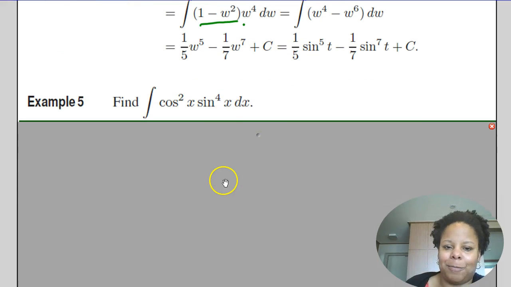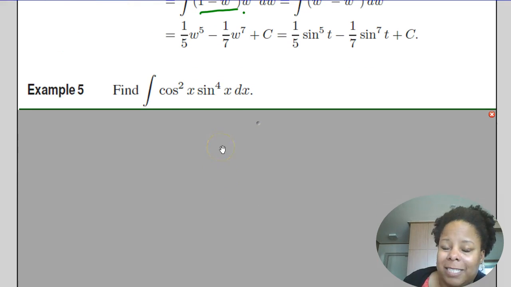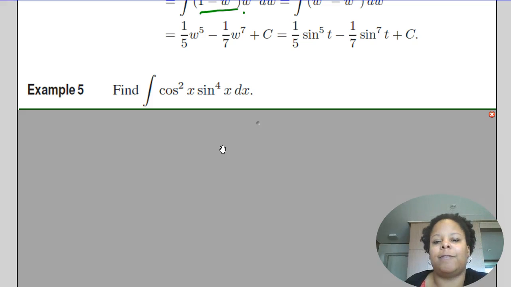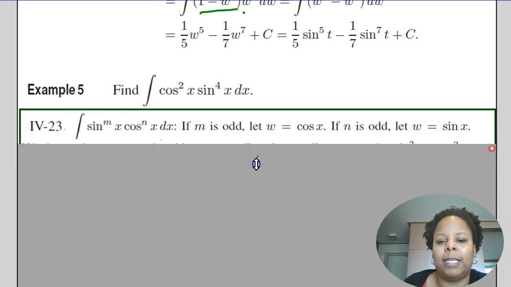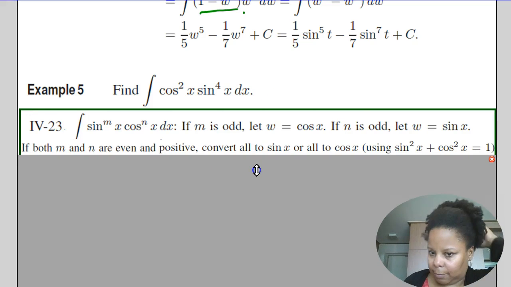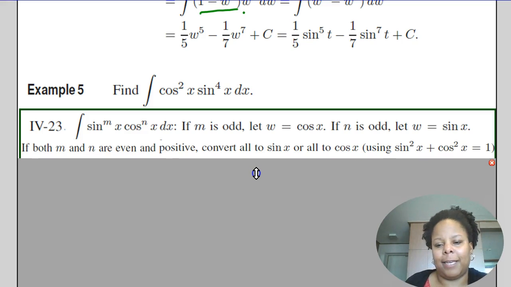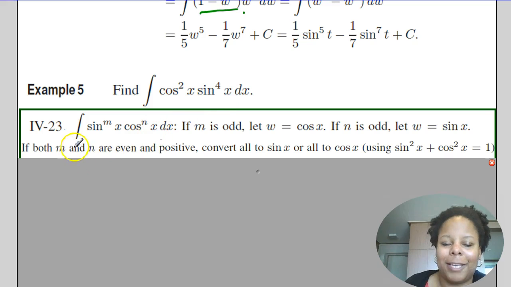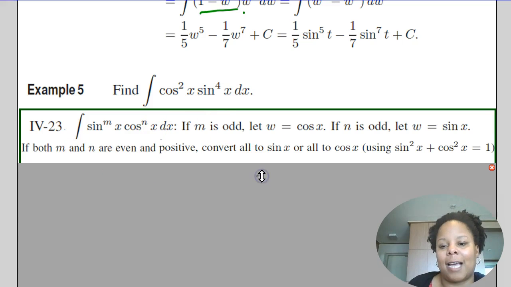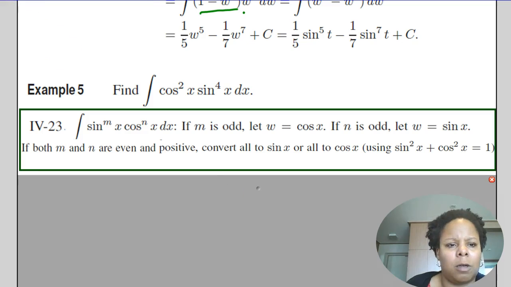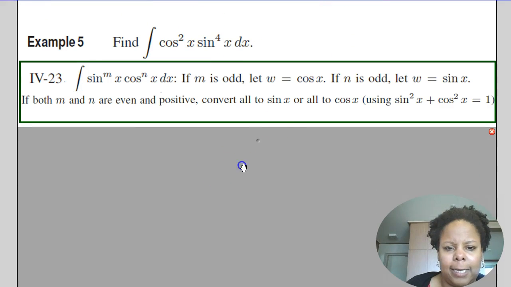Another example, example 5. In this case, what if m is not odd? What if m is even? Well, the instructions say that if both m and n are even and positive, then convert all to sine of x or all to cosine of x, okay? So we're going to rewrite this so that it is all cosine of x or all sine of x. So I did that down here.